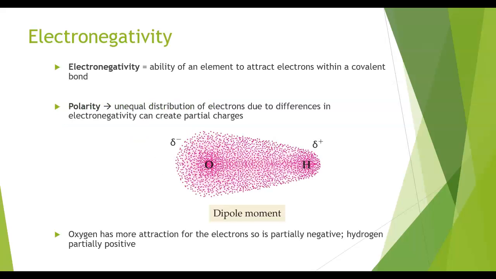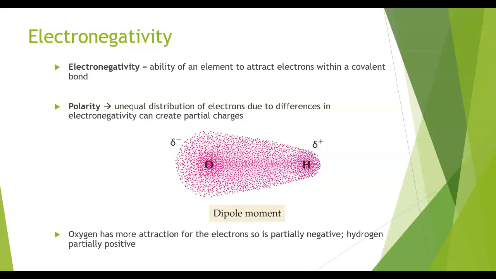So electronegativity we defined before looking at the periodic table, and we said atoms are more electronegative, meaning that they attract electrons within a covalent bond, and the atoms that are more electronegative are to the top and to the right in the periodic table. So fluorine will be the most electronegative element on the periodic table.